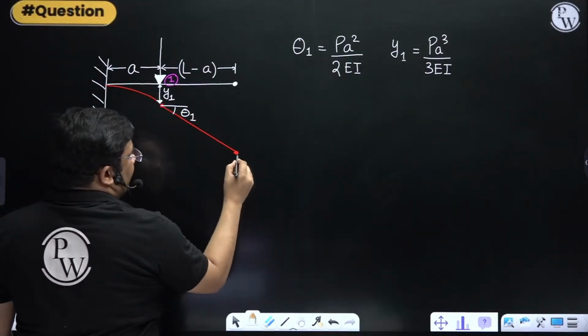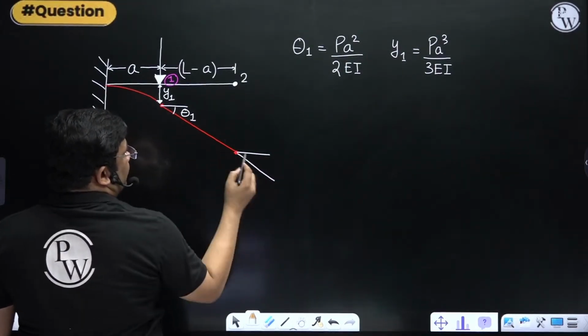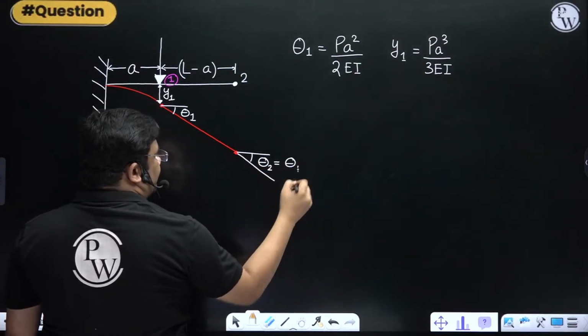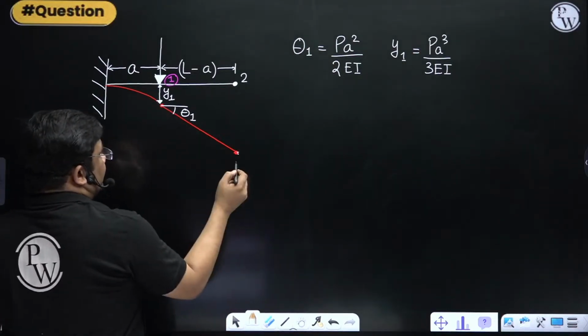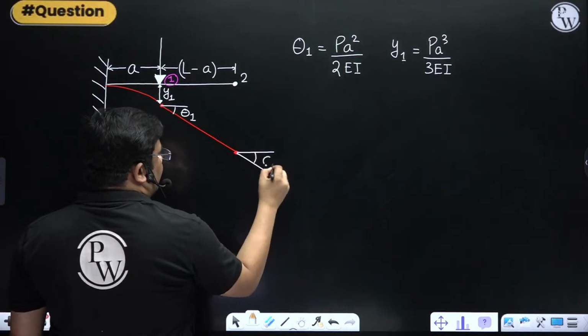So if this is straight, then at this point, this slope theta 2 will be equal to theta 1 only, right? Yes or no? If this is straight, then what can I say? This theta 1 will be equal to theta 2.